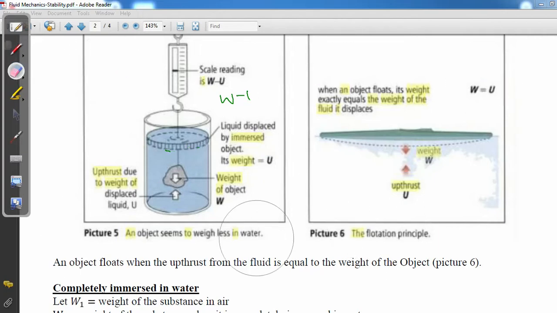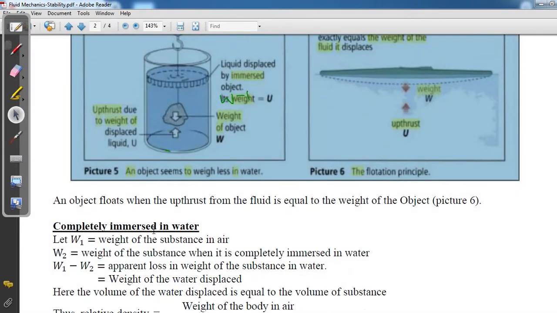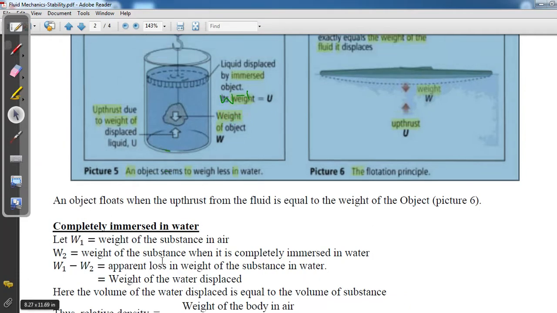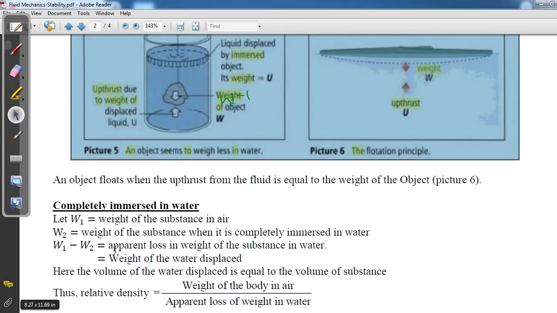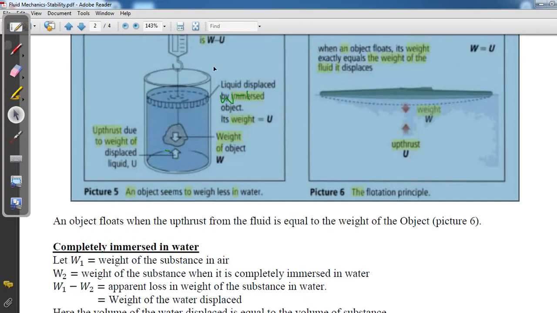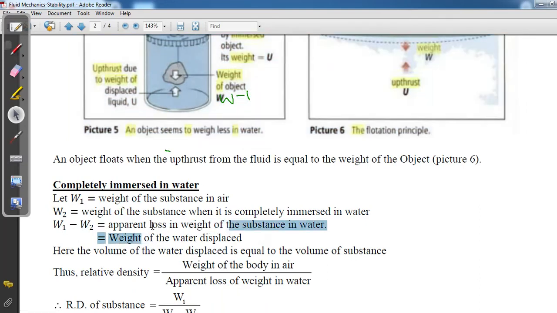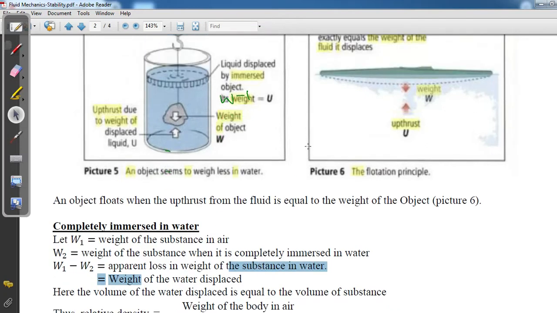So what happens when you completely submerge any body inside a liquid? A condition will come, that is relative density. There will be a formula. Let's see that formula. Let W1 be the weight of substance in air, and W2 the weight of substance when it is completely immersed in water. W1 minus W2 will be the apparent loss in weight. Whatever the loss in weight, it is this condition, W minus U. So the apparent weight loss of the substance in water will be the weight of water it has displaced, U.